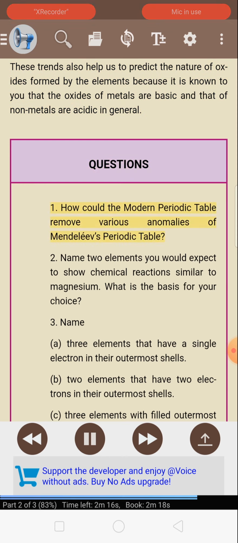How could the modern periodic table remove various anomalies of Mendeleev's periodic table? 2. Name 2 elements you would expect to show chemical reactions similar to magnesium. What is the basis for your choice? 3. Name 3 elements that have a single electron in their outermost shells.